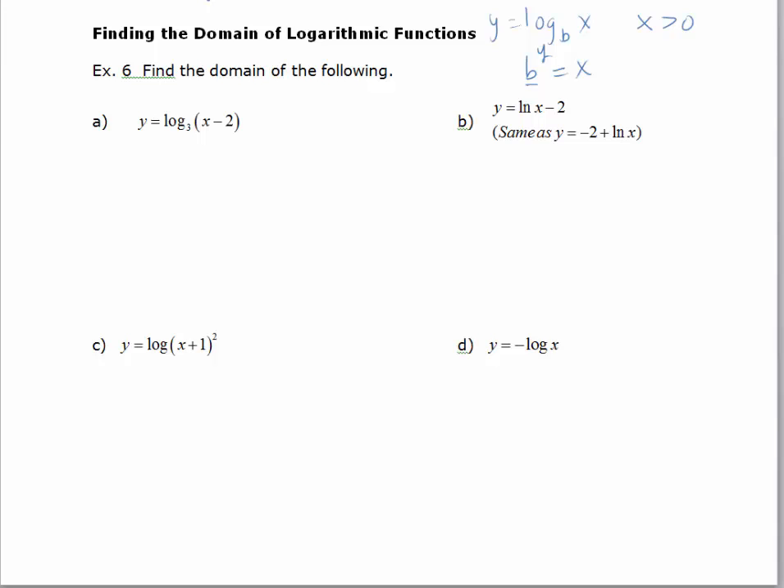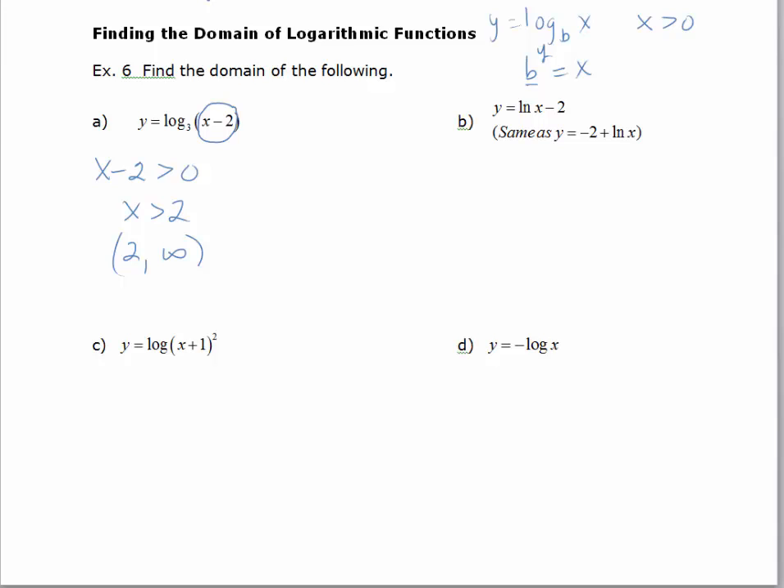So for log functions in general, in order to find the domain, what we'll do is just take the argument and set that greater than 0 and solve it. So for this one, log of x minus 2 base 3, x minus 2 has to be greater than 0, therefore x has to be greater than 2. One way to state your domain is using set notation like this, x is greater than 2, or you can use interval notation, and that would be 2 to infinity, and you'd need that open parenthesis around the 2.